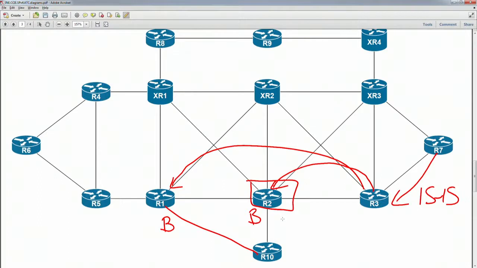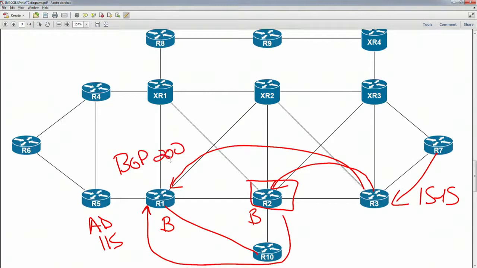The route then gets redistributed down into ISIS. Router 1 now says, well, I have an ISIS route with an administrative distance of 115. I have the BGP route with a distance of 200. So I install the ISIS route, which means I withdraw my BGP prefix that I'm learning, and I also start to advertise the route into BGP. So I advertise it back to router 2.